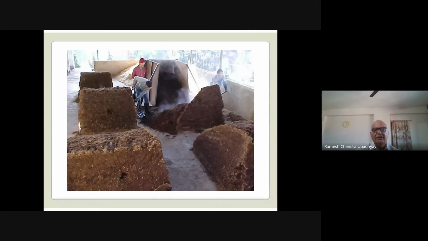For making this compost pile, you need these iron planks. You can have this iron board, 1, 2, 3, and here you can fill. And you can see here the thermophilic microorganisms. This is aerobic fermentation, and the temperature of your compost will rise to 60 to 70 degrees centigrade. And you can see this is steam coming from this compost pile. Next one.